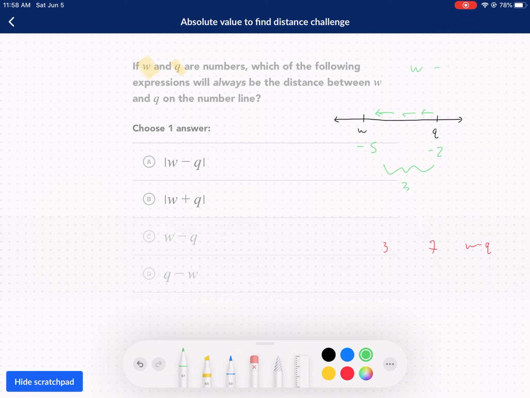Does W minus Q equal 3? Well, we have negative 5 minus a negative 2. That gives us negative 3. So that is not good there.